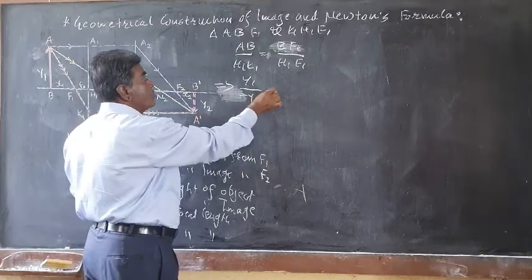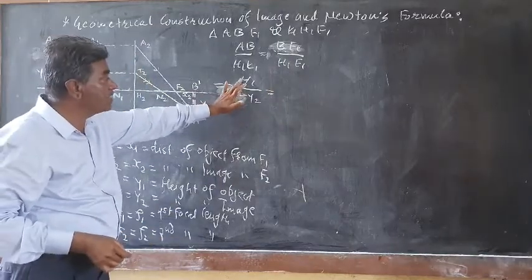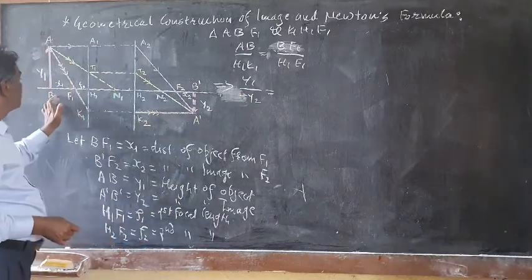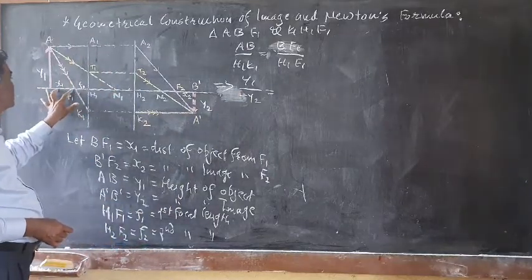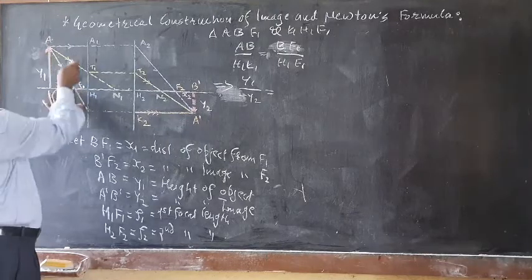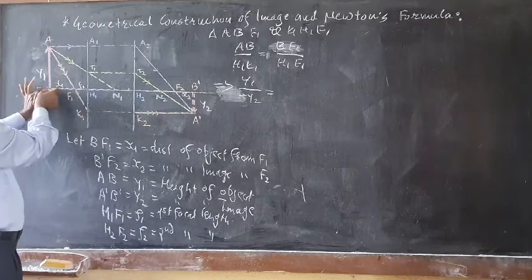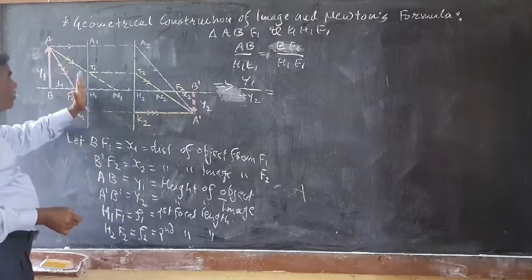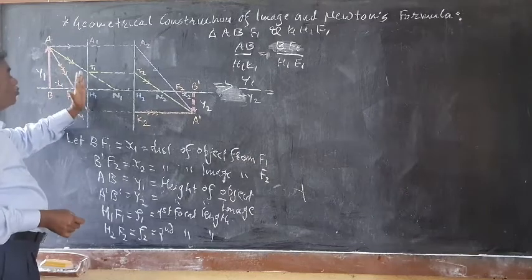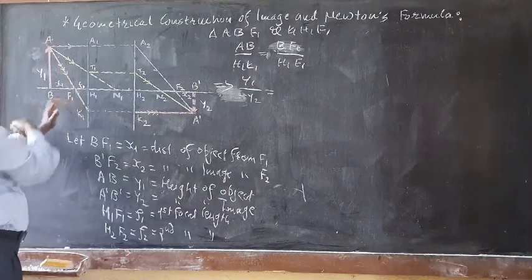So according to the sign convention, this will be y1 divided by minus y2. This will be equal to BF1. So BF1 is nothing but this much distance. This distance lies to the left of the origin of the optical system, measured in a direction opposite to the direction of the light.